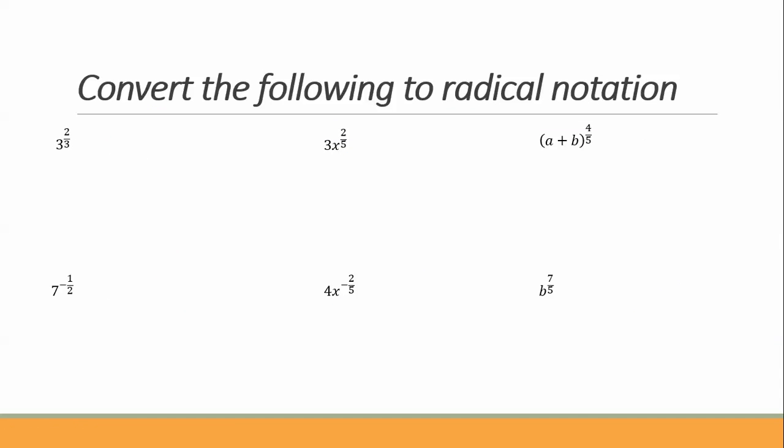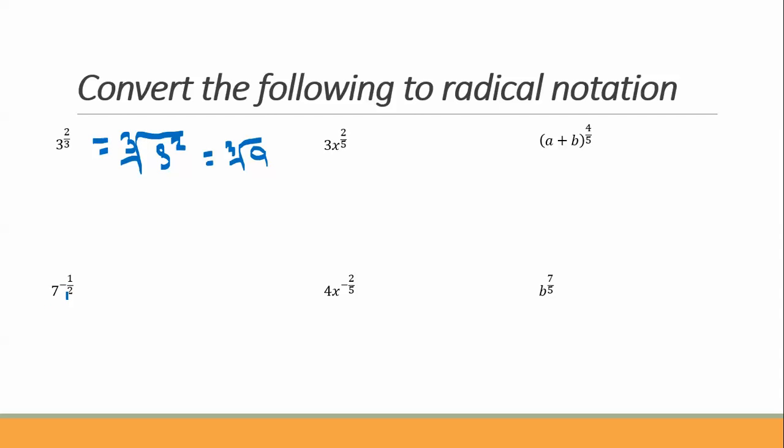Now we want to convert the other way. So the 3 to the 2/3 is going to be the cube root, so we put the 3 in the little hook, of 3, that was our base of our exponent, squared, which is the cube root of 9, if you want to go that far. You don't have to. All we're doing is converting right now.